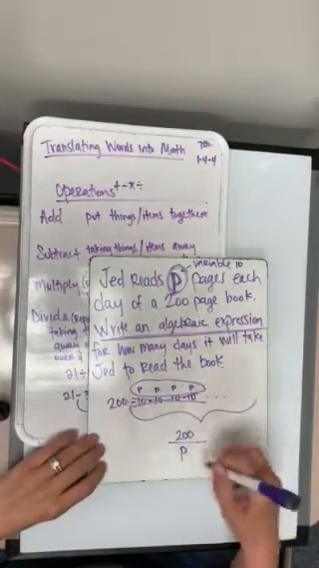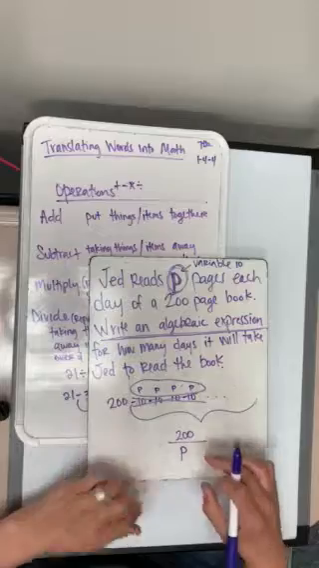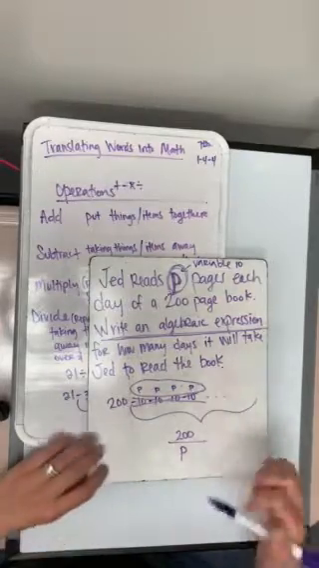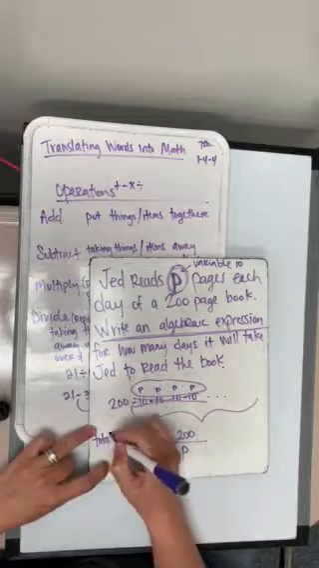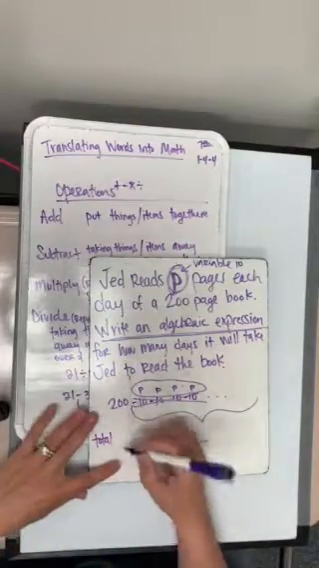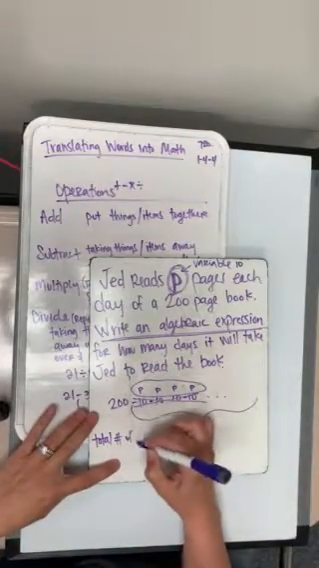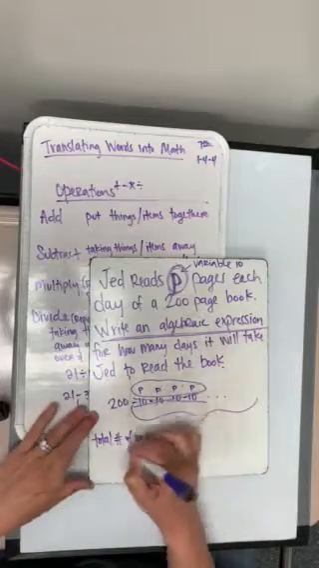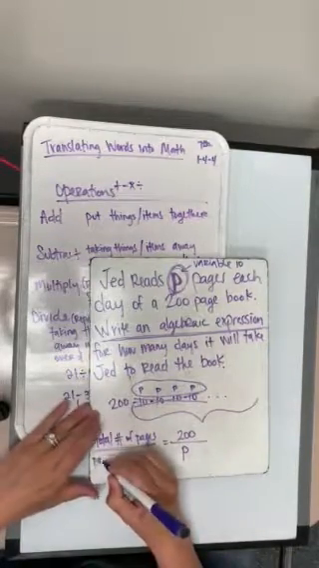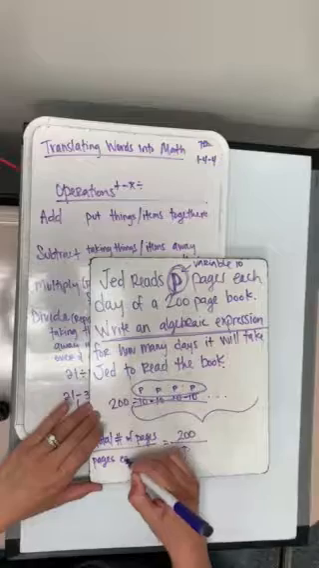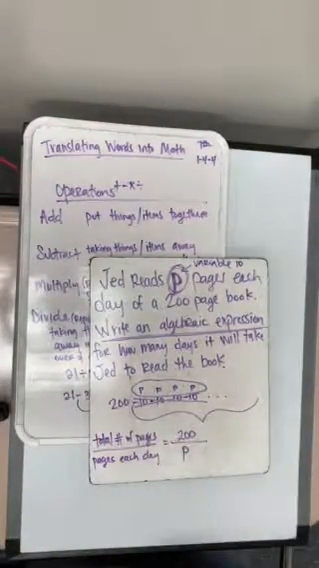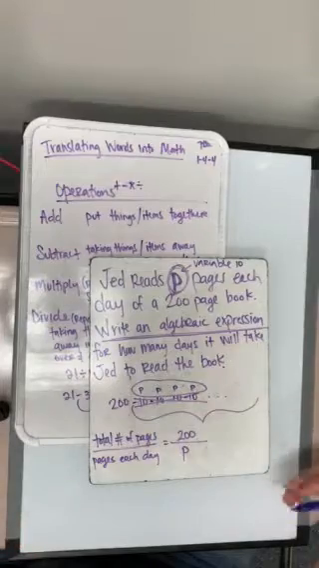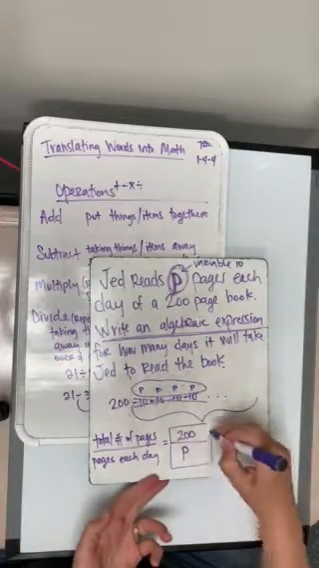So this is your expression. We know that this is our expression. If you wanted to make it a little bit more clear, you could say total number of pages divided by pages each day. So the pages he reads each day. Hopefully that helps. This right here would be your expression.